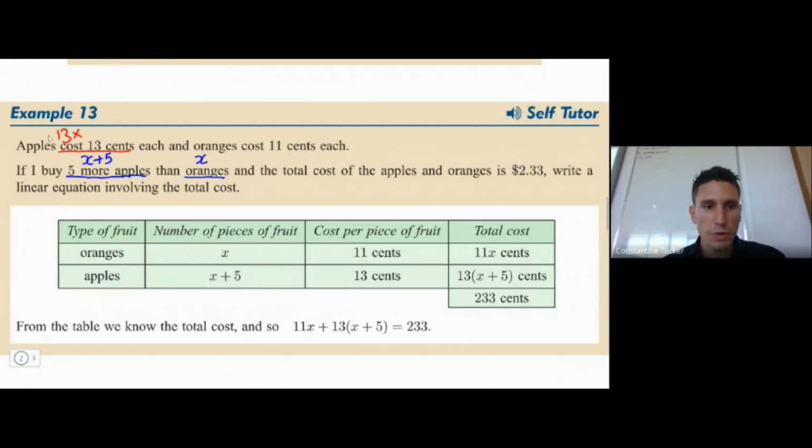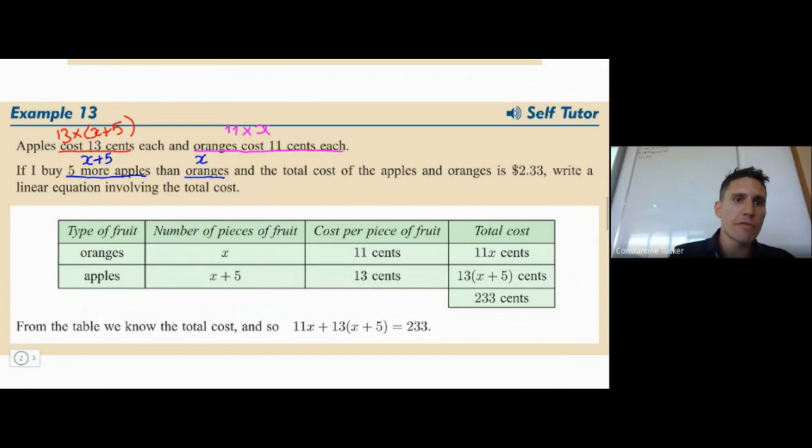So how many apples did we buy? Well, we bought X plus 5. So this would be the cost of the apples, because X plus 5 is the number of the apples. We don't know the number, so we just do 13, which is how much each of them cost, times how many apples we have. Then we move on to oranges. Oranges cost 11 cents each. So that means that we'll have to do 11 cents times however many oranges we got. But that would be X. So this would be 11X.